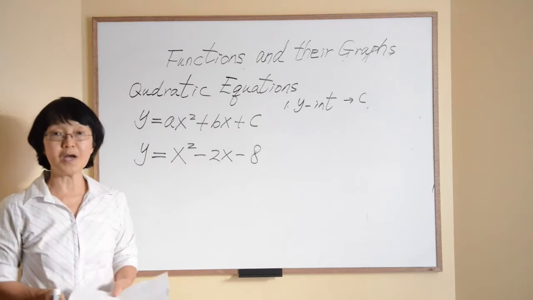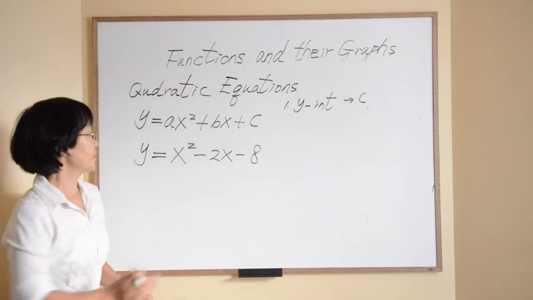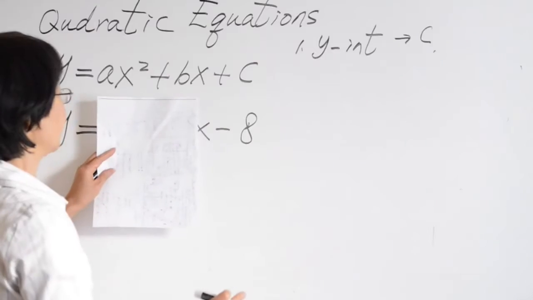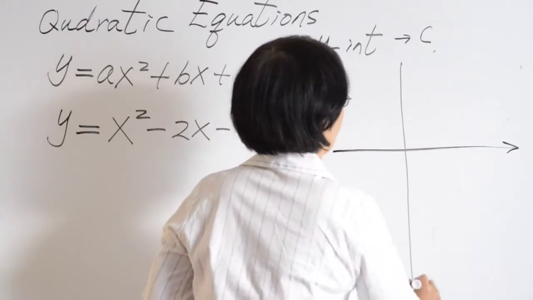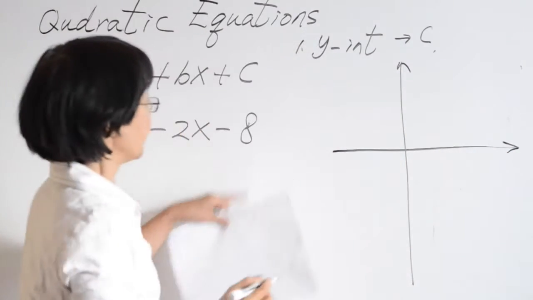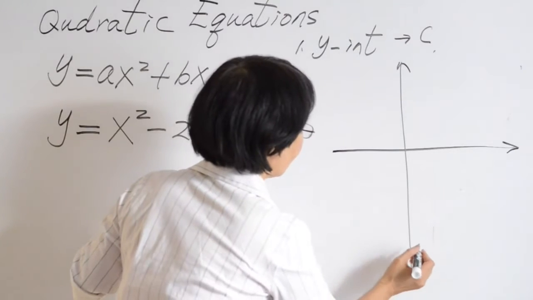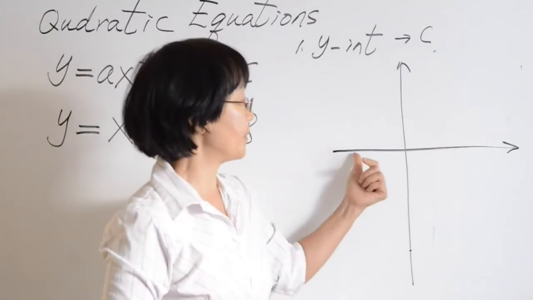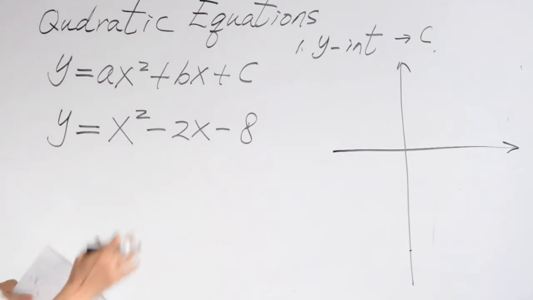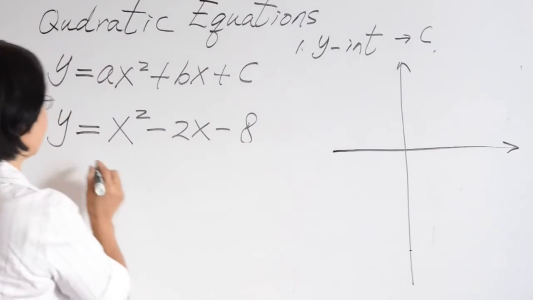So what is the y-intercept? Right away you know it's -8, okay? So let's draw a graph. We know the y-intercept is somewhere at -8 for now, we don't know exactly. Now, how do you find the x-intercept? This is how you do it. You factor this.